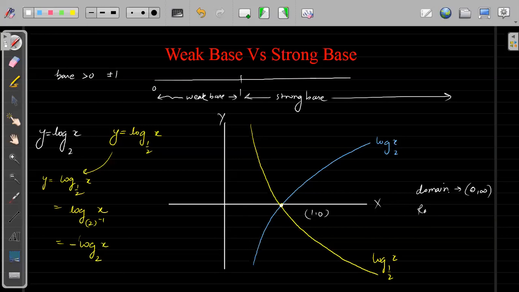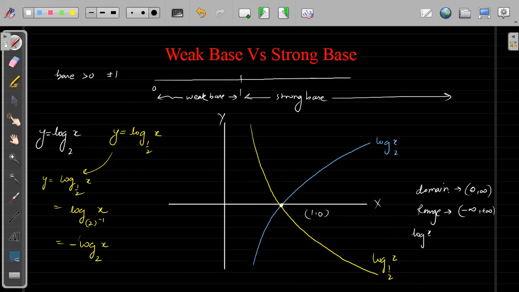What is the range? The range of the weak base is also minus infinity to plus infinity. Just here it will be taking plus infinity, here it will be taking minus infinity, right? Both will have the same intersection. Yes, both are intersecting. It will pass through the cut in the weak base curve also.